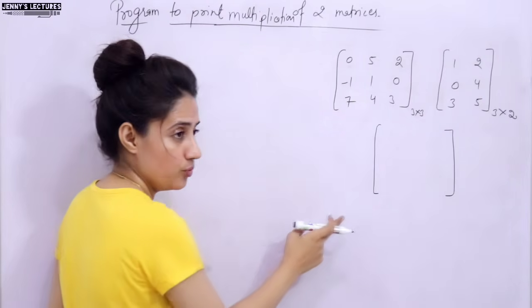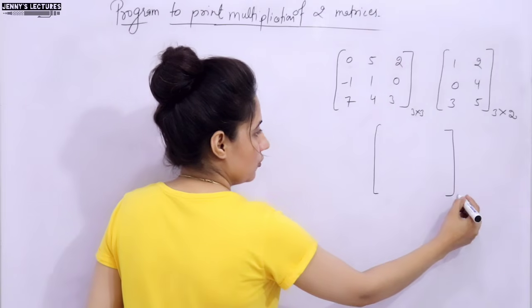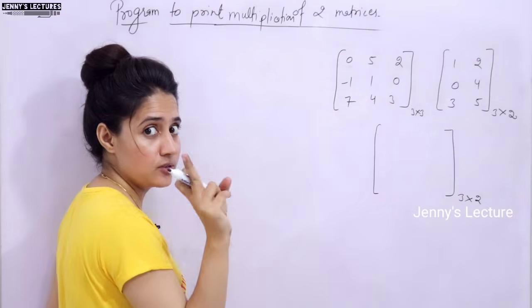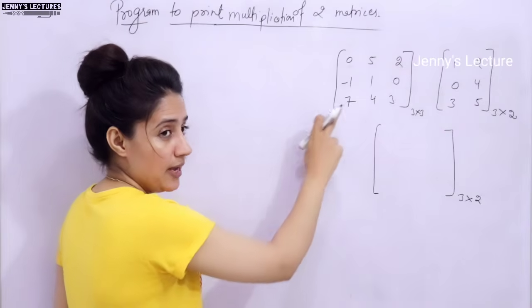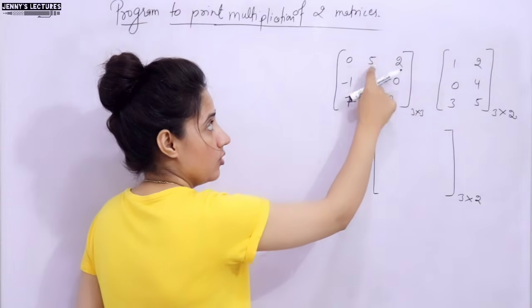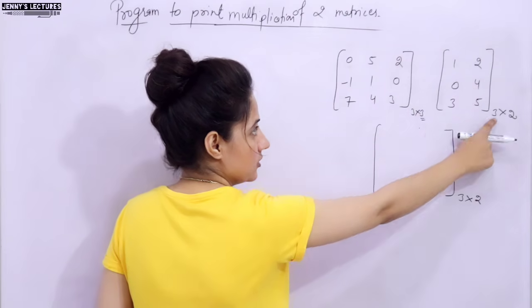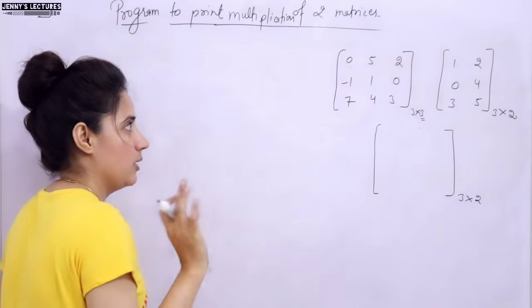So the dimension, the size, would be the number of rows of the first matrix by the number of columns of the second matrix. So that would be a 3 into 2 matrix, that is for sure, right? Can we multiply these? Check. Columns of the first matrix, 3, should be equal to the number of rows of the second matrix. Number of rows is 3, yes, equal. Yes, we can multiply these.